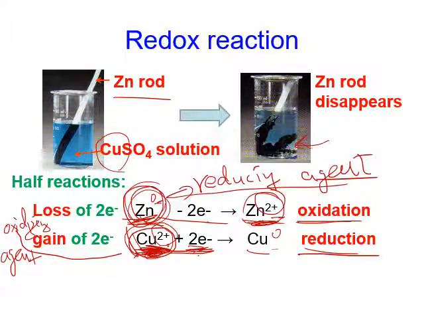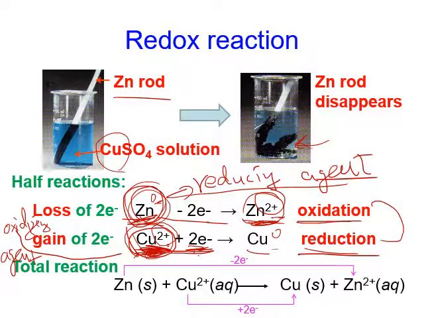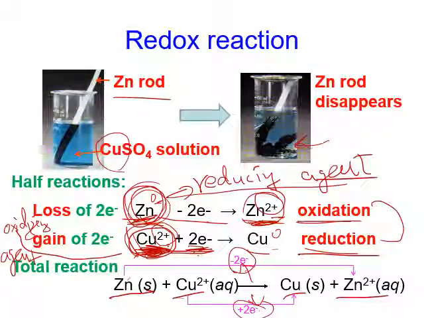Okay, so we can combine these two half reactions into a total redox reaction. In this reaction, you have two half reactions. One is zinc forming zinc 2+. One is copper 2+ forming copper. One is an oxidation reaction. One is a reduction reaction. Okay, when you combine two half reactions, the number of electrons that is lost and gained must be the same.